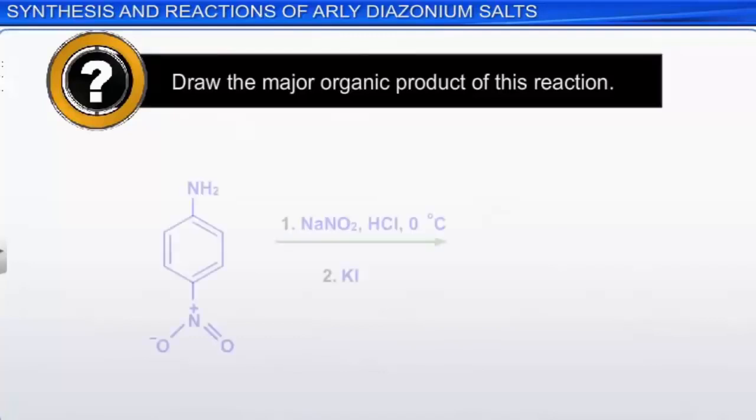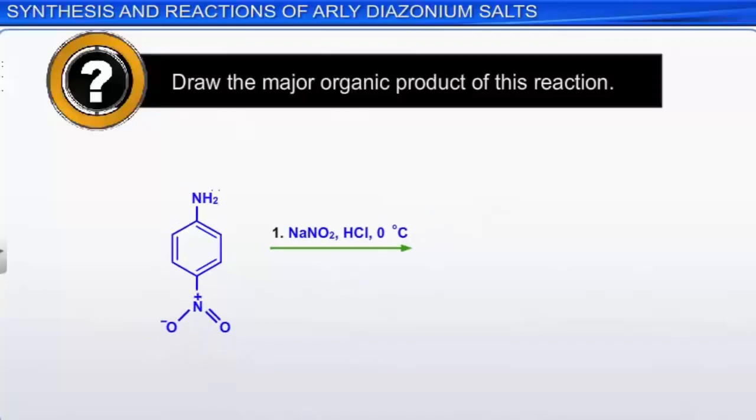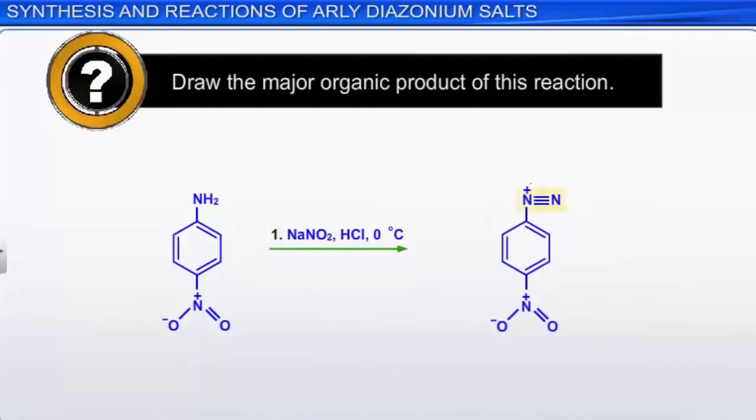Step 1 produces an aryl diazonium ion. In step 2, treatment with potassium iodide replaces the diazonium ion with iodine.